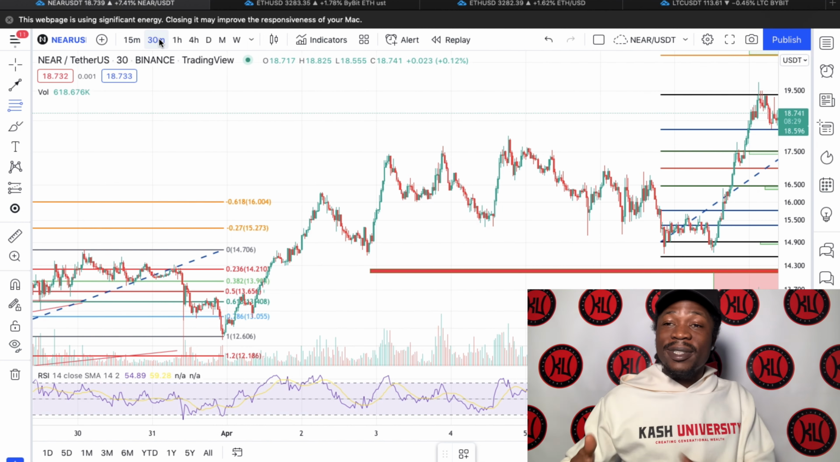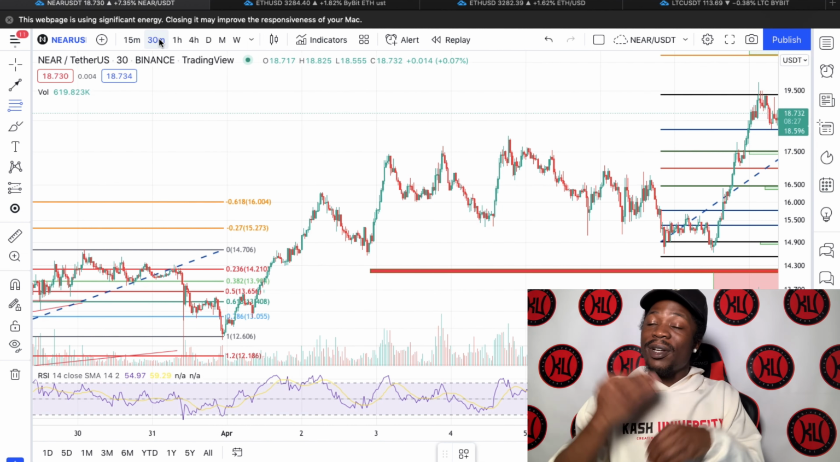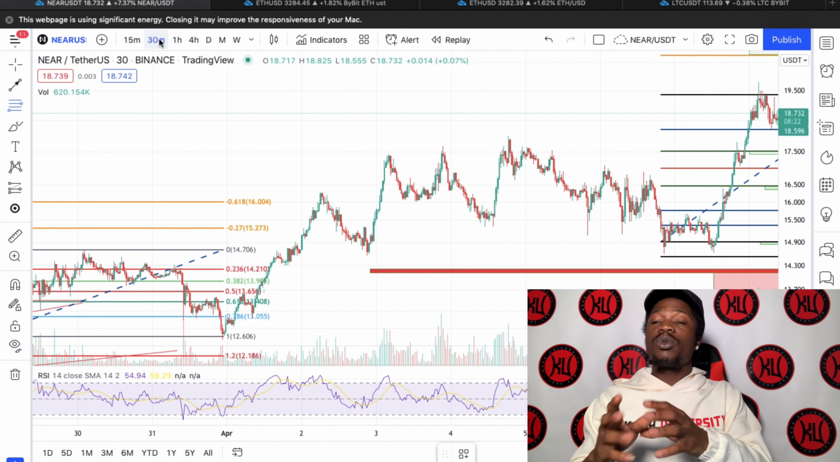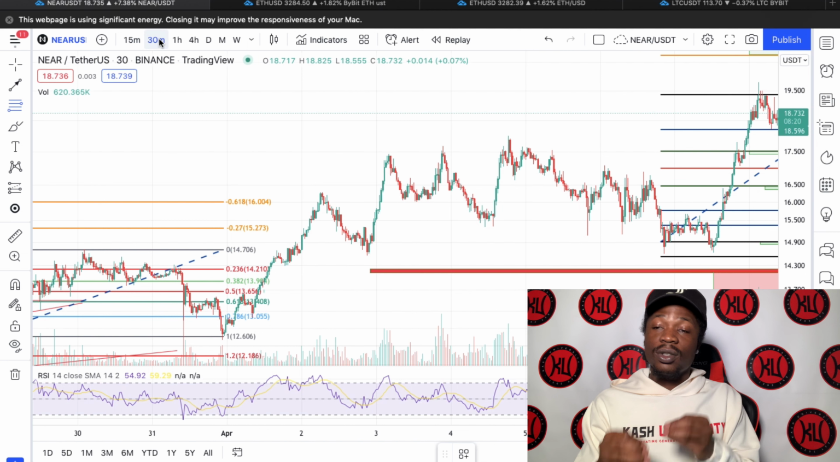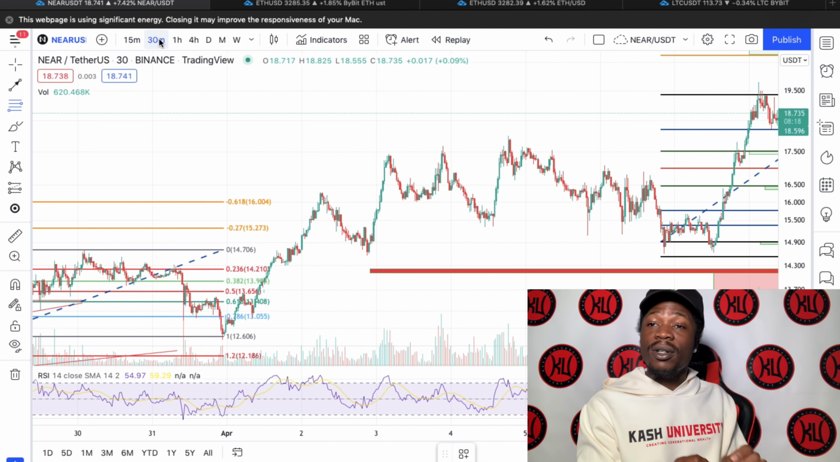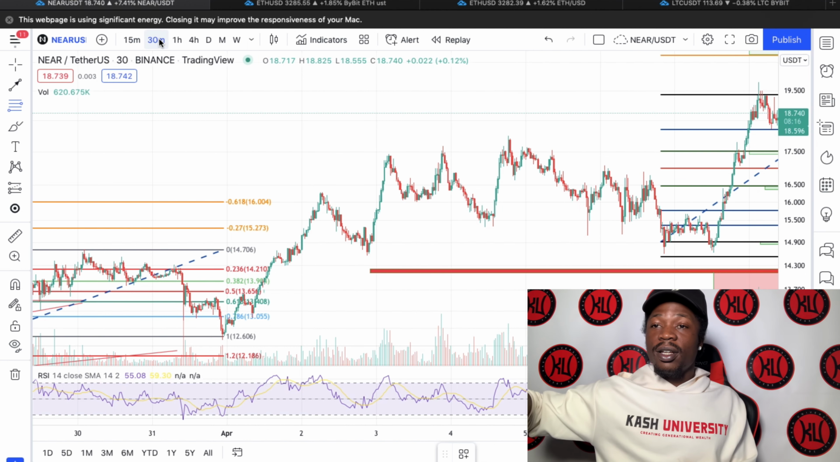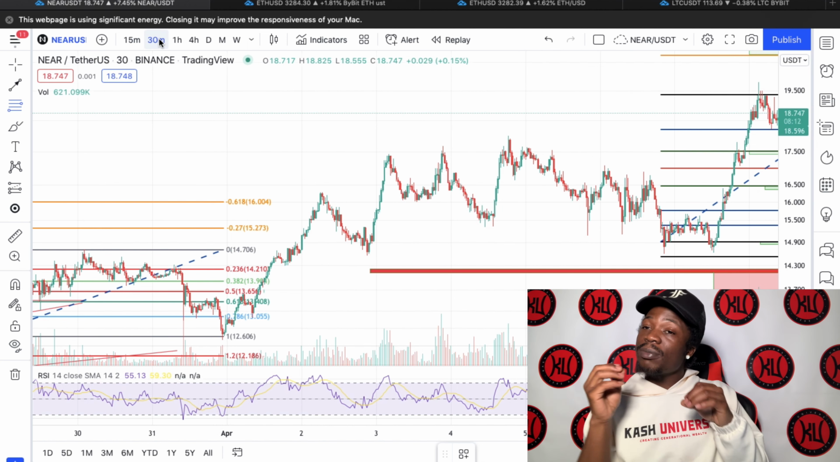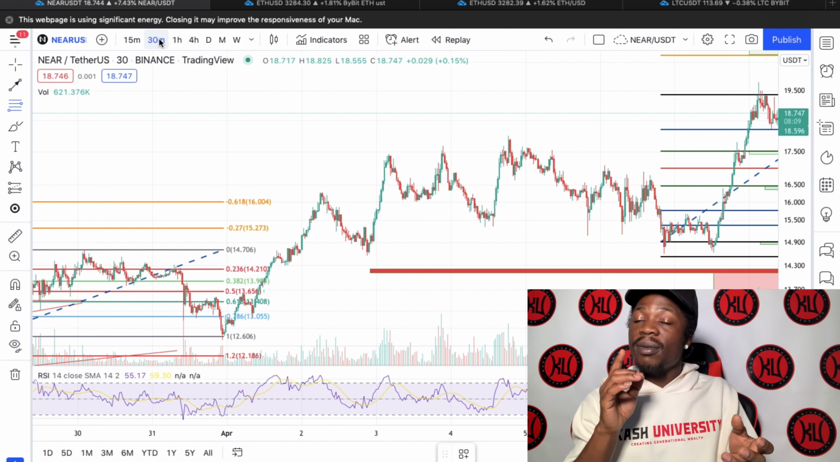Then you go down to the H1, same thing, but your M30 and your M15 and maybe your M5, that's where you get your entries. You could get a lot of entries on those smaller time frames. If you see a move on the bigger time frame, the entries should be on the smaller time frame.